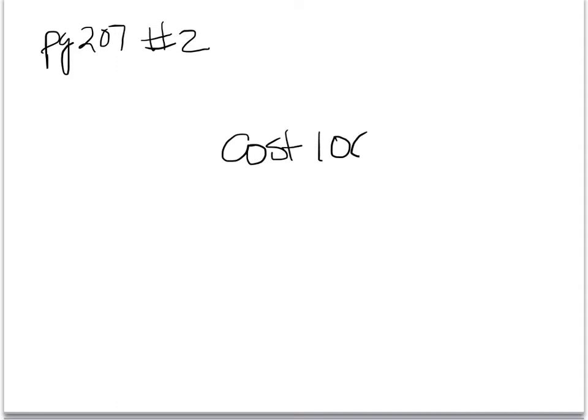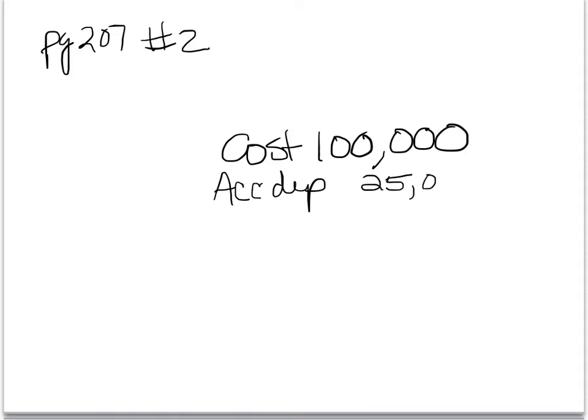So now we want to turn to page 207. We're going to work an exercise. Page 207, number 2, reporting fixed assets. At the end of the year, the Puppy Emporium had property and equipment with a historical cost of $100,000. Collectively, these assets had been depreciated $25,000, so accumulated depreciation was $25,000.